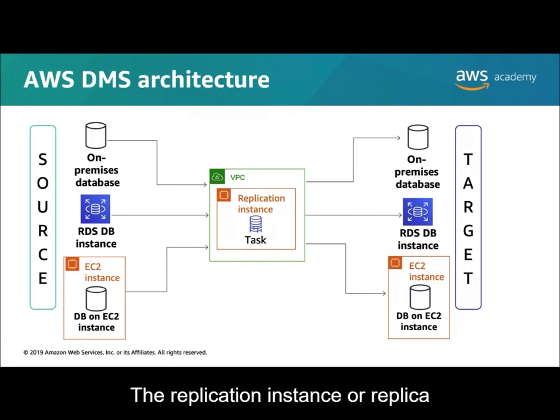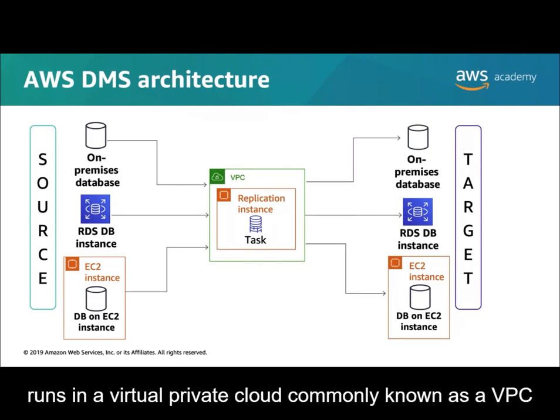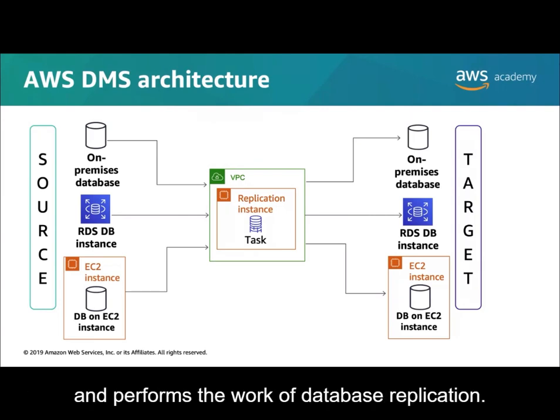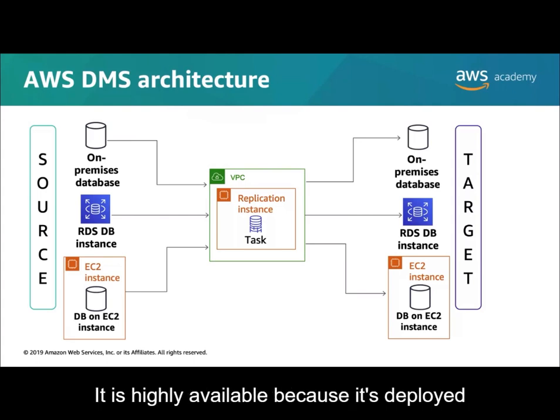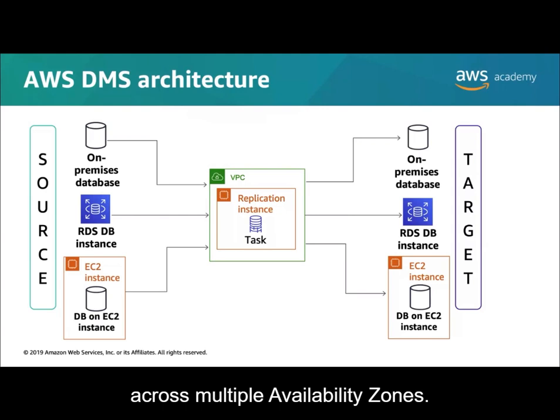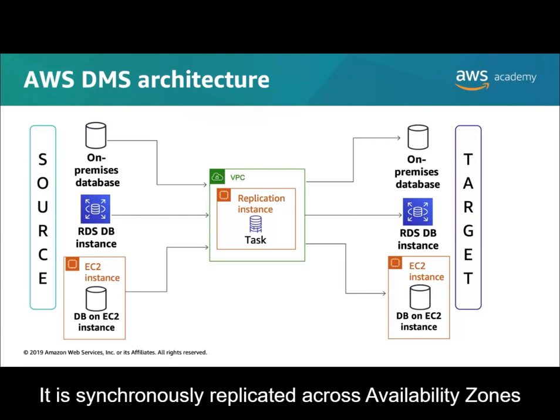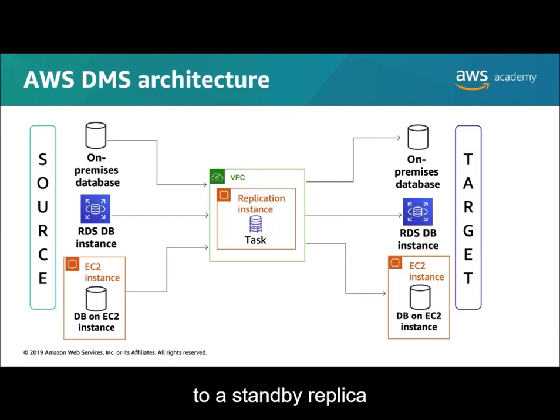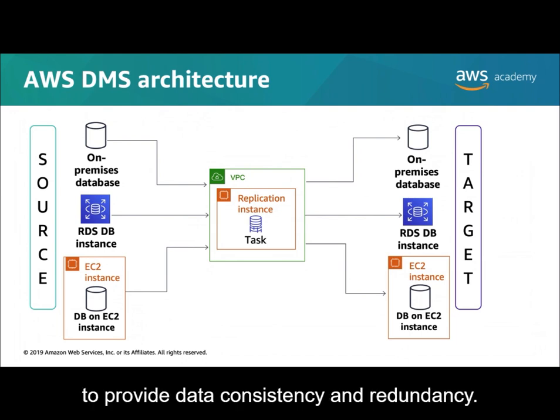The replication instance, or replica, runs in a virtual private cloud, commonly known as a VPC, and performs the work of database replication. It is highly available because it's deployed across multiple availability zones. It is synchronously replicated across availability zones to a standby replica to provide data consistency and redundancy.